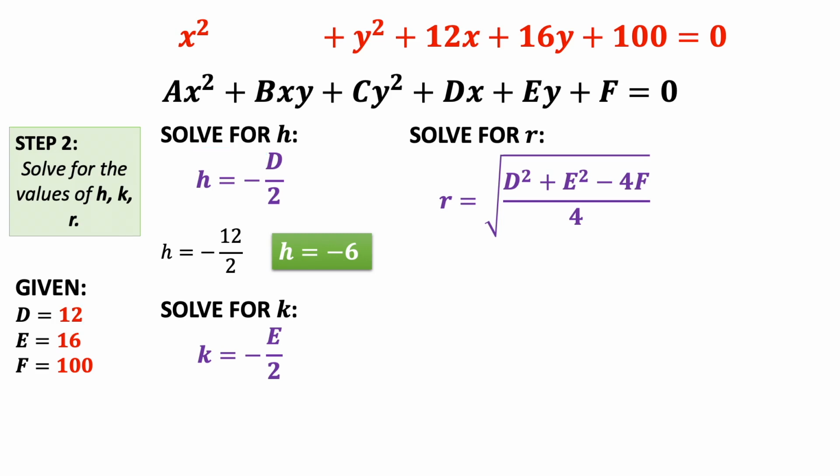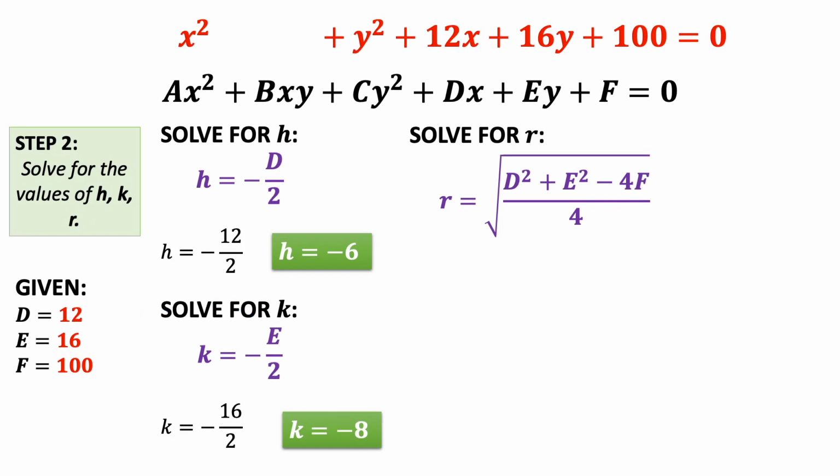To compute for the k value, I will plug in 16, the numerical value of e, to the formula. It will give me k equals negative 16 over 2. Then, k equals negative 8.